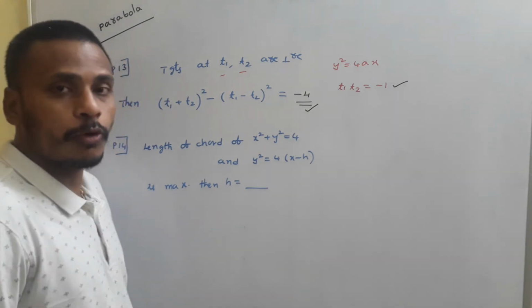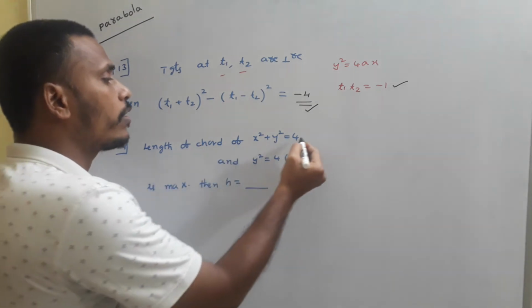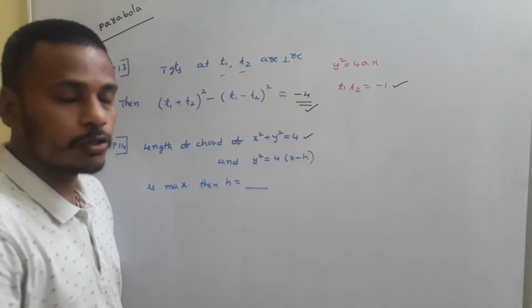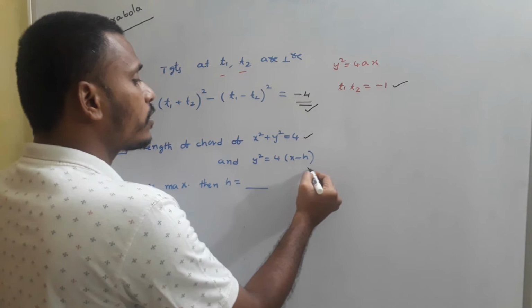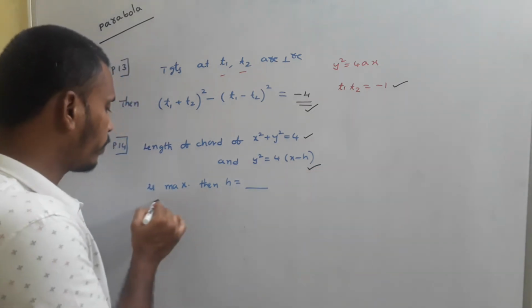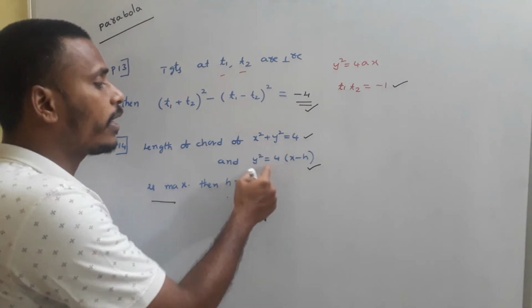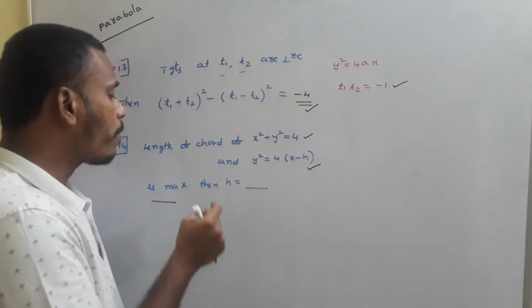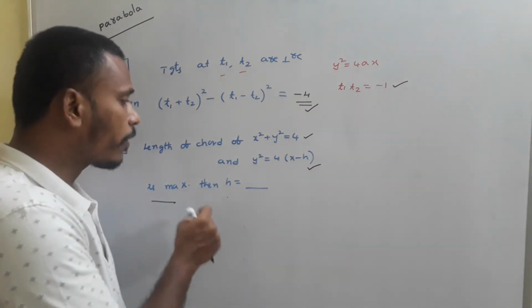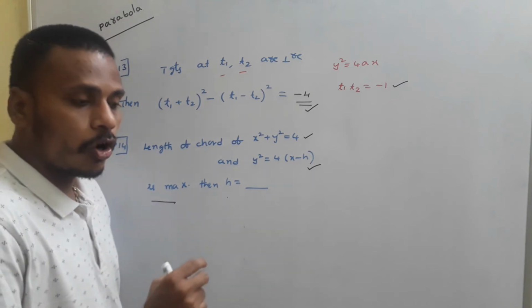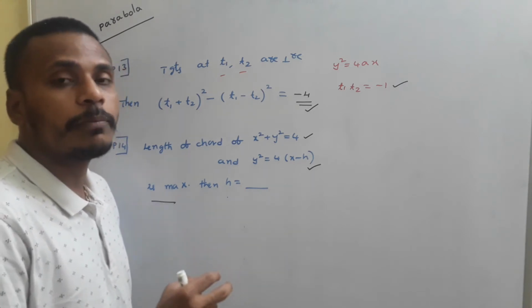Then coming to the 14th problem. Length of the chord of the circle x square plus y square is equal to 4 and y square is equal to 4 into x minus h is maximum. Then we need to calculate h. So commonly, there is one chord for the two curves, and if that chord is maximum, we need to find out the h value. So it is the common chord of the circle and the parabola.